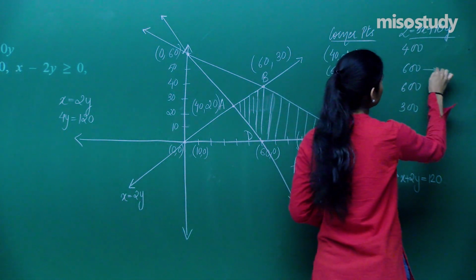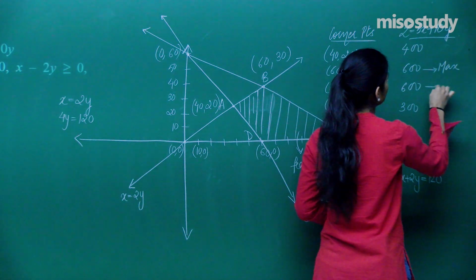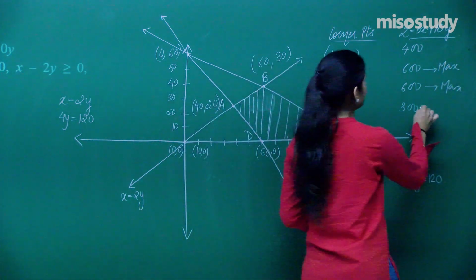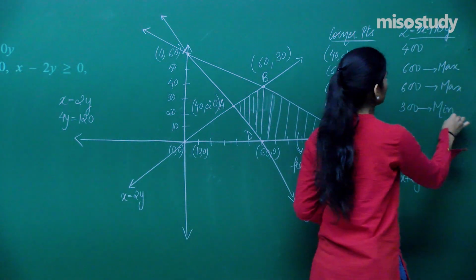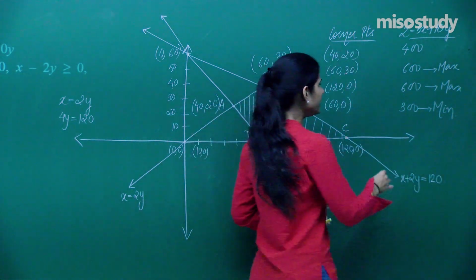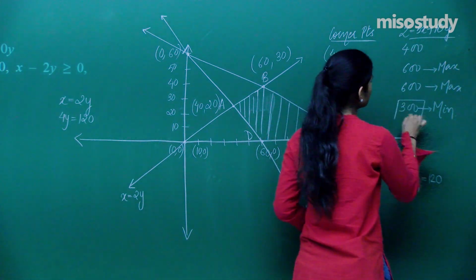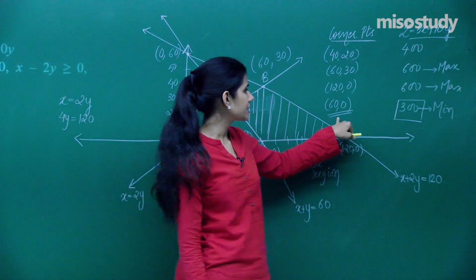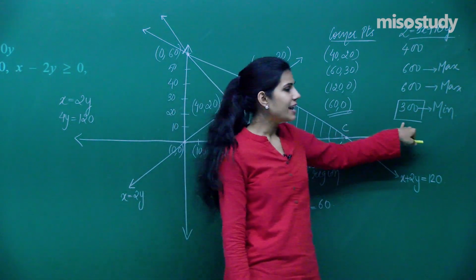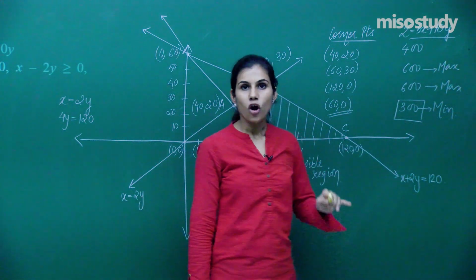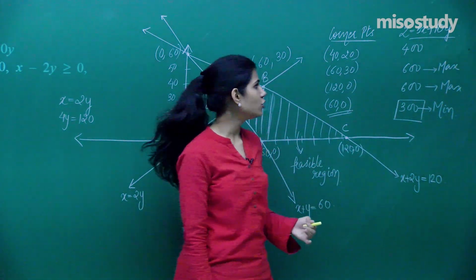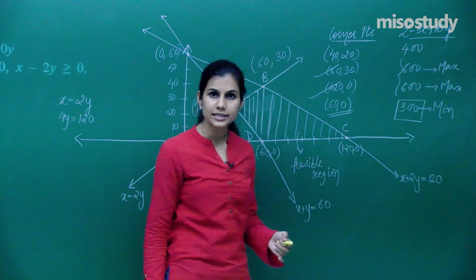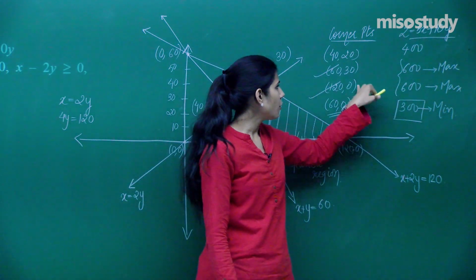So you can clearly see this is max, this is max, and this is min. So minimum is clearly being obtained at just one point. So the optimal solution for minimum value of z is 60, 0 and the minimum value of z is 300. But for maximum value of z, there are 2 points at which the maximum value is being obtained, that is 600 is the maximum value of z which is being obtained at these 2 points.